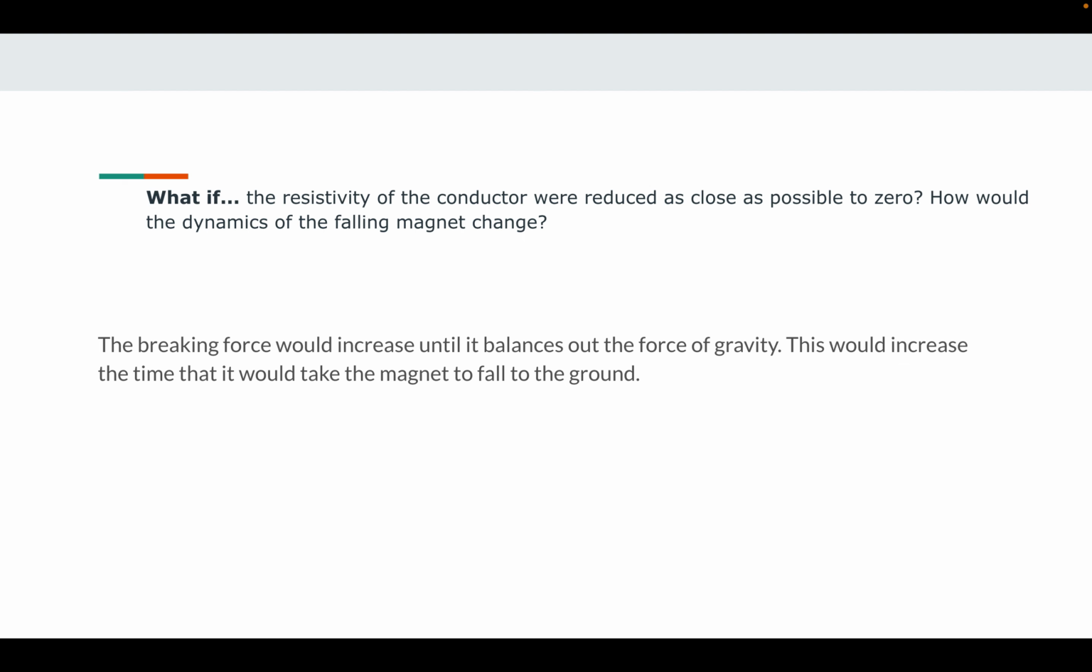If the resistivity of the conductor was reduced to close to 0, the braking force would increase until it balances out the force of gravity. This would increase the time that it would take for the magnet to fall to the ground.